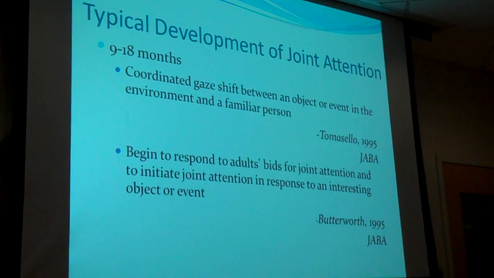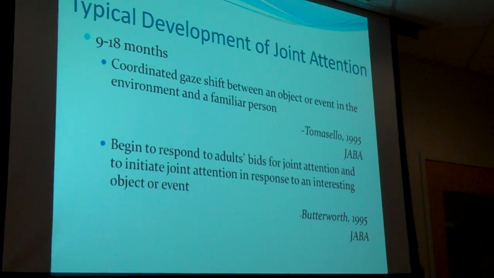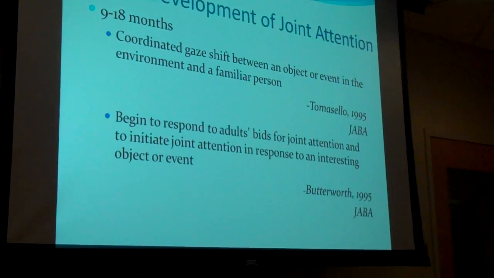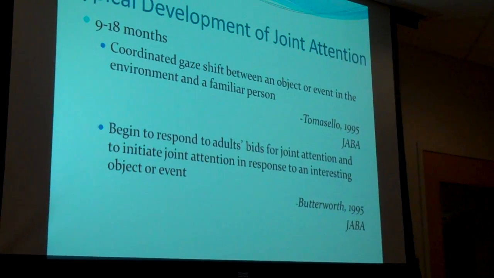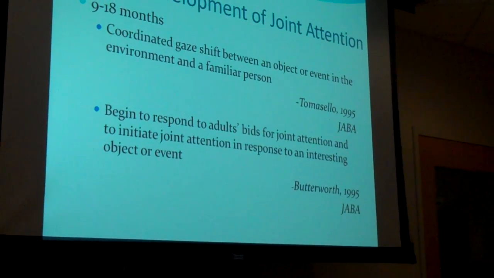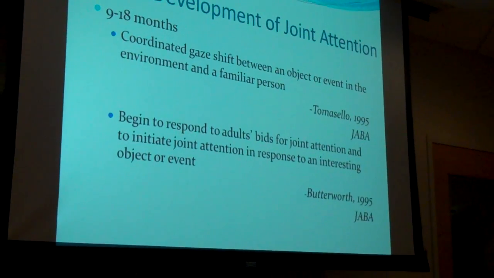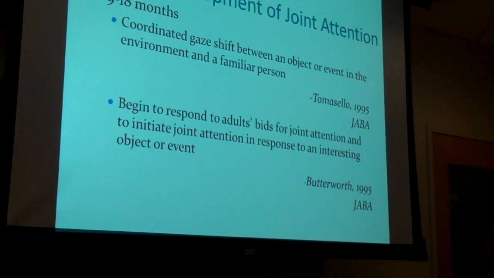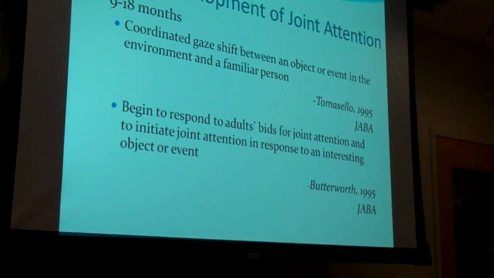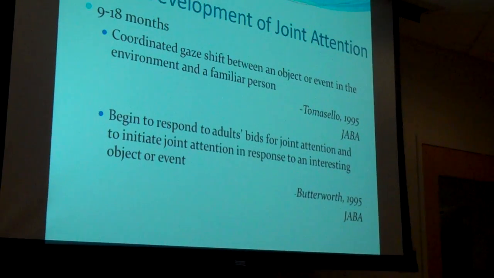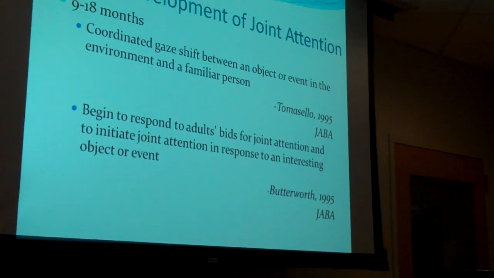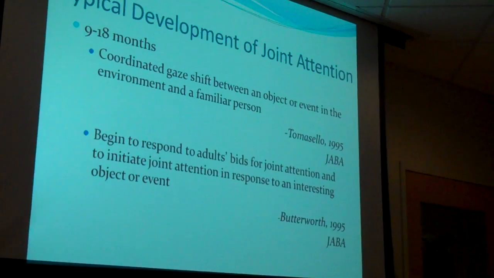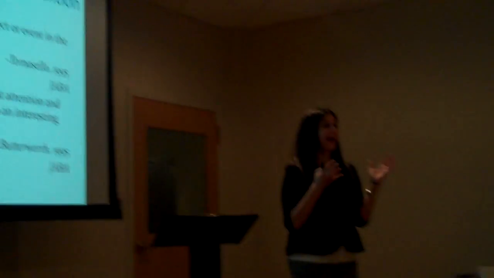So in a typically developing child, at ages 9 to 18 months, you're going to start to see that coordinated gaze shift between an object or event in the environment and a familiar person. It can be seeing that bottle, it can be that initial smile when an adult walks into the room, it might be their favorite toy, it could even be a parent. I know that when a husband walks in after a long day at work and the child's with the mother, they look immediately to the father and then back at the mom to almost say, hey, look who's home. But it's that joint attention.